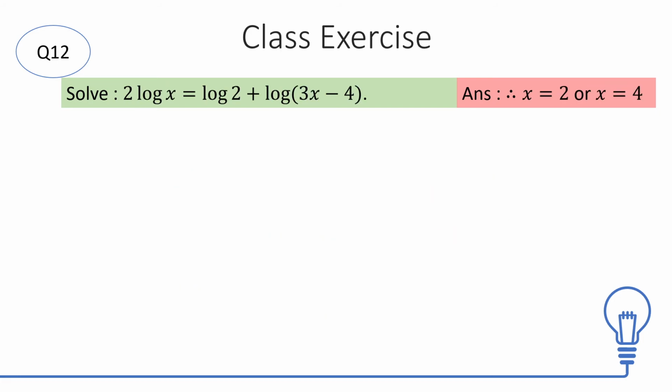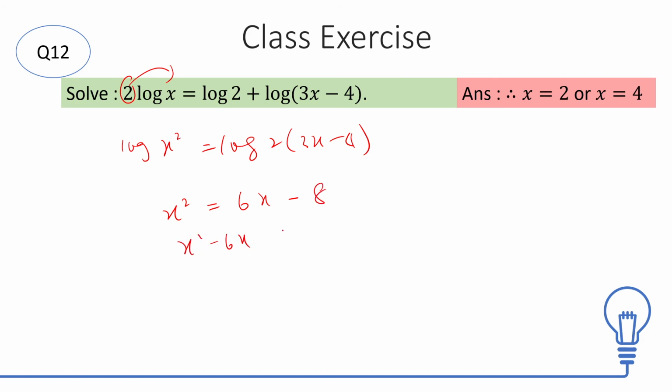Now this one has more than 2 terms, so you already know you can do some magic. This one has a similar base, so I don't need to think much. I bring this one up, I have log x squared equals to this one, which is a plus, so it will become multiply. Since both have the same base, I can say x squared equals 6x minus 8, so x squared minus 6x plus 8 equals 0. So my x actually is 4, or my x equals 2.